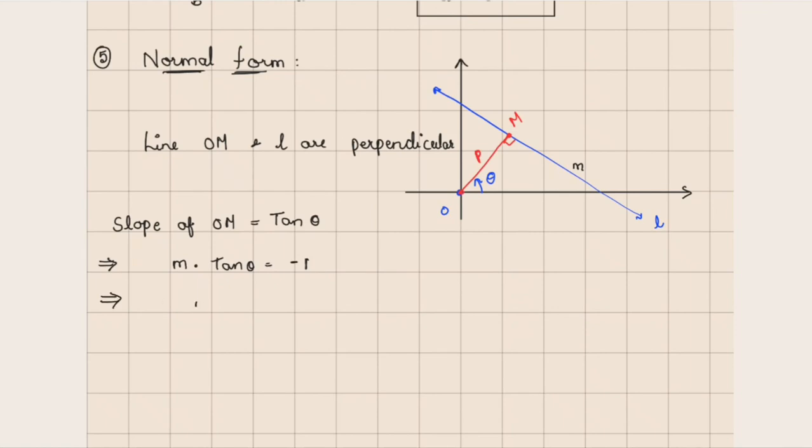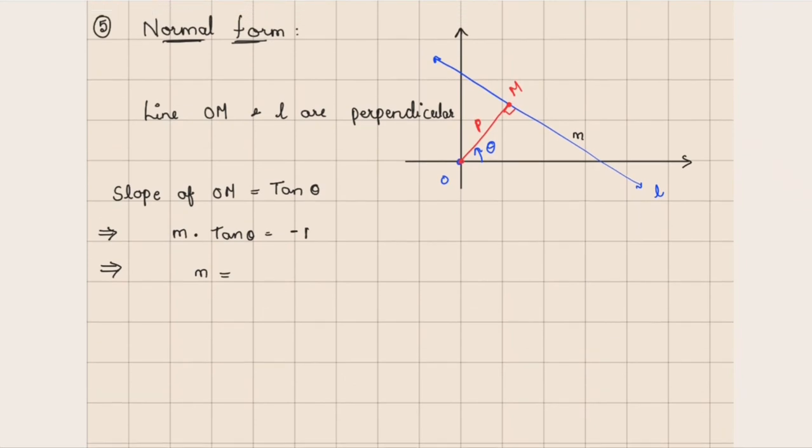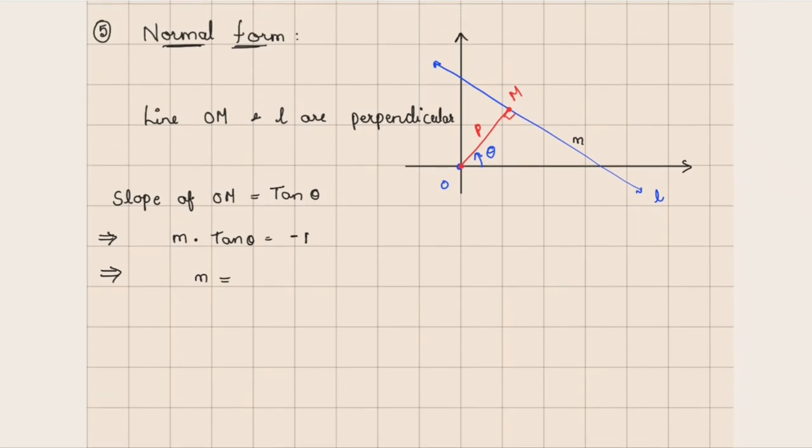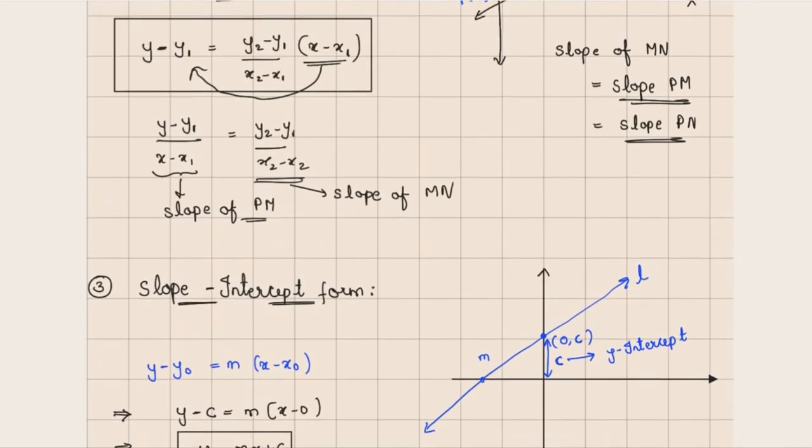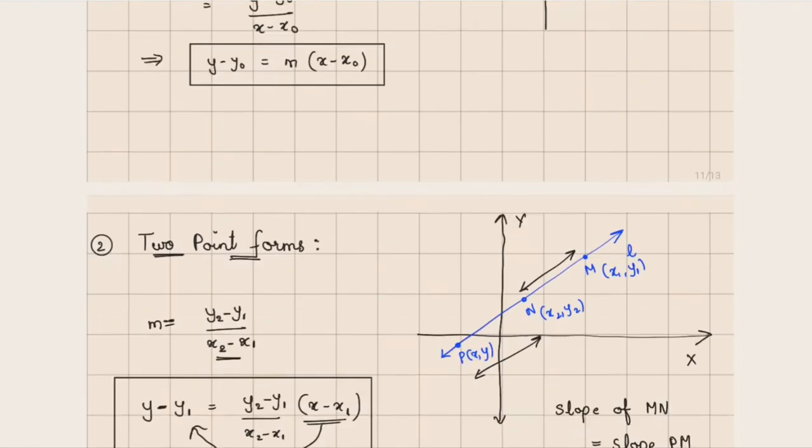That implies m equal to, this is just the application part. These all forms are applications of the first one, the point slope form, which is nothing but -1 by tan theta, which we can write as minus cos theta by sin theta, since tan theta is sin theta by cos theta. So we know the slope of this line, and we should know one more point so that we can substitute in the point slope form.